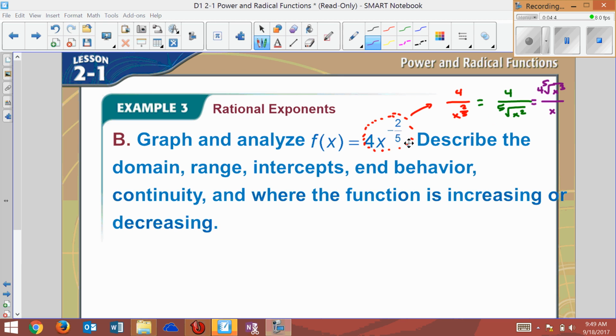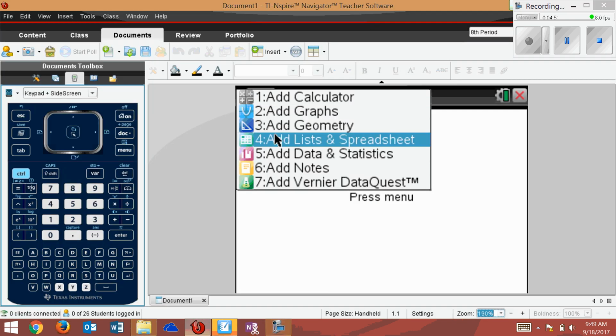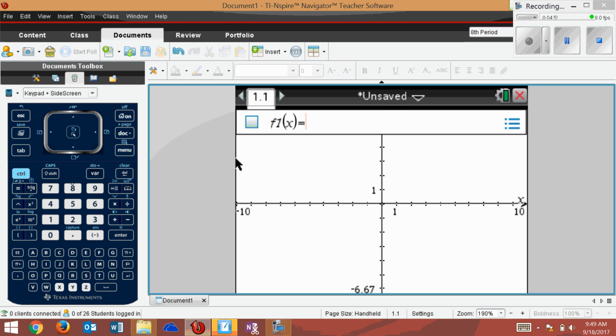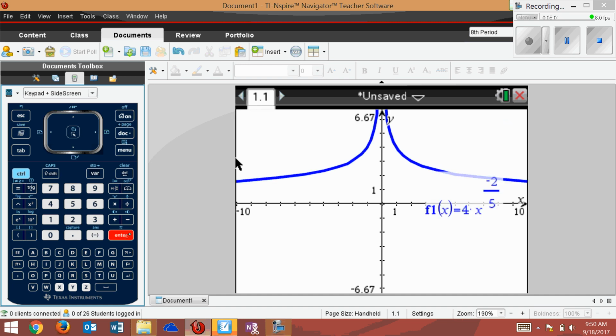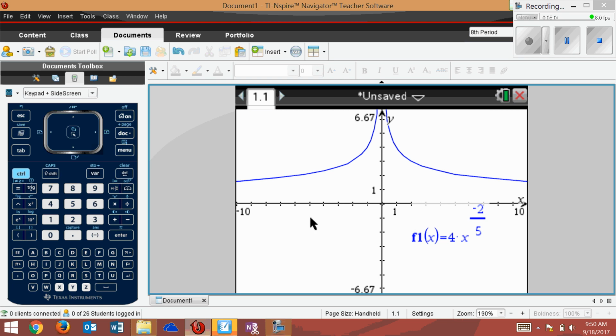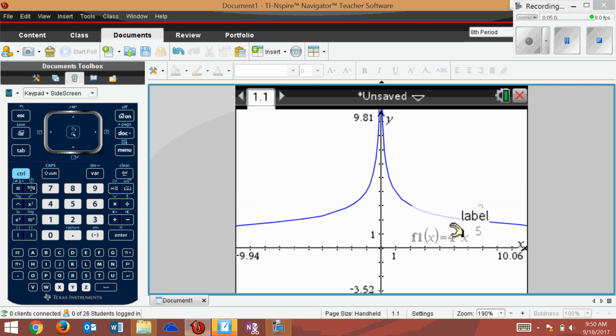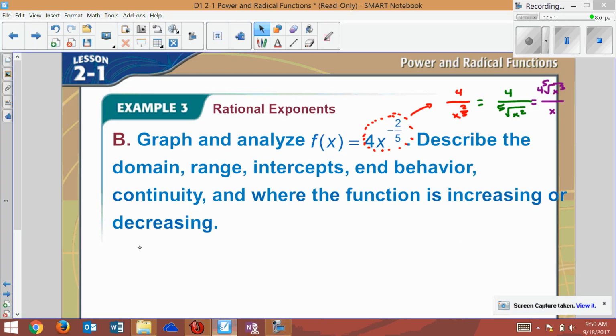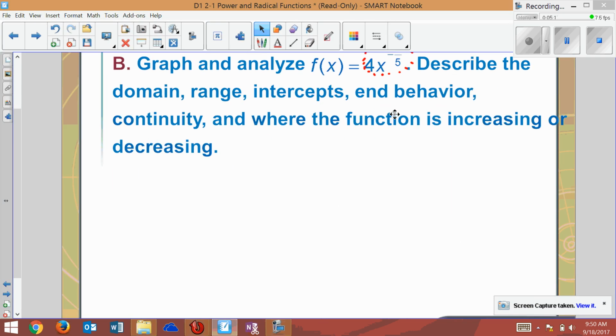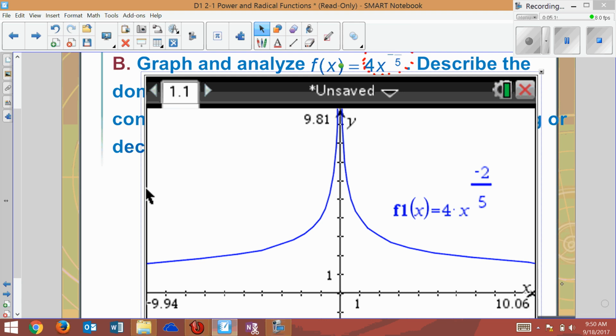This is odd on the denominator, so it'll exist on both sides. Because of this 2, it'll reflect on both sides. So let's go to our picture first. I deleted the one from the slide because it was just wrong. The book didn't do it correctly. So let's check this out. It'd be 4 times x to the power of -2/5. Press enter, and there's your graph there. I'm going to zoom this way just a little bit so you can see the picture. Now you can see what the graph looks like.